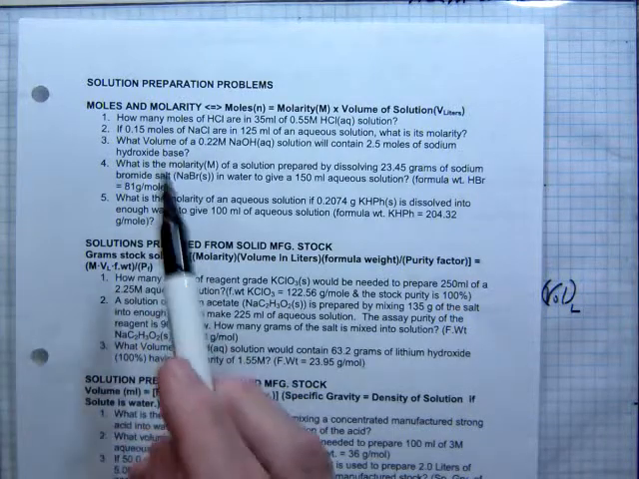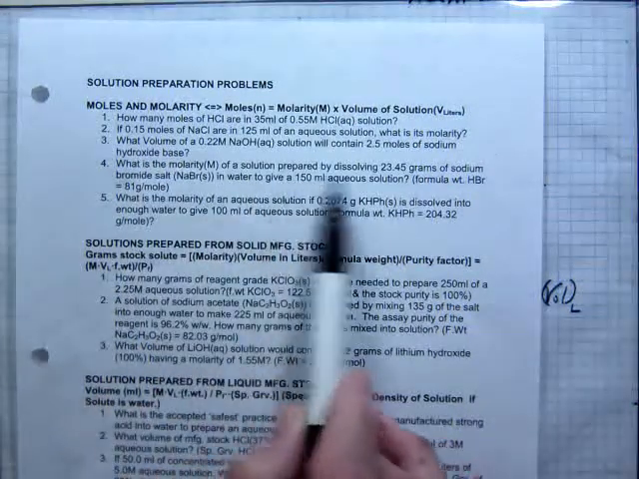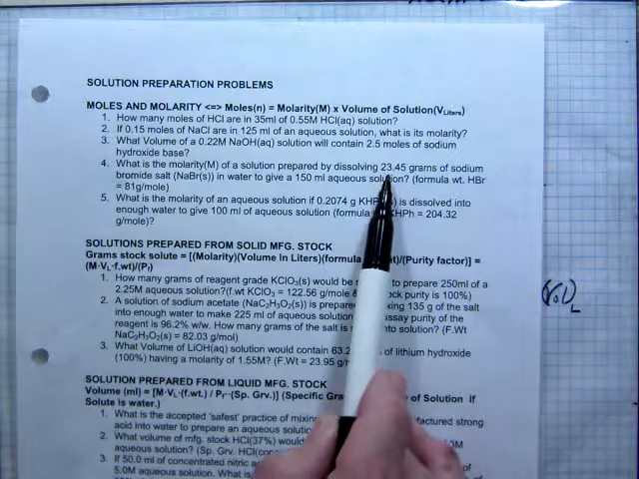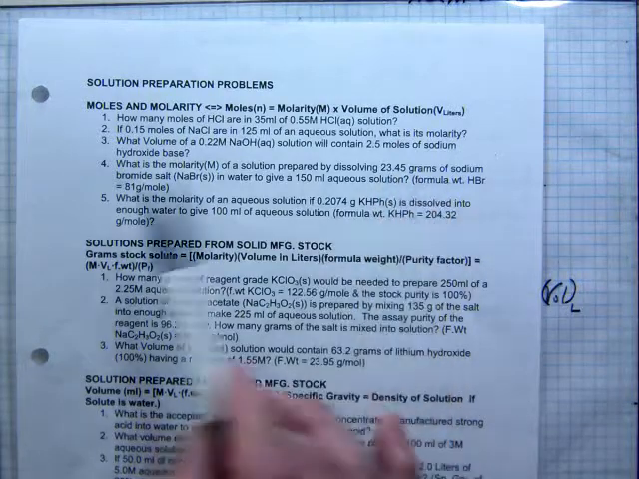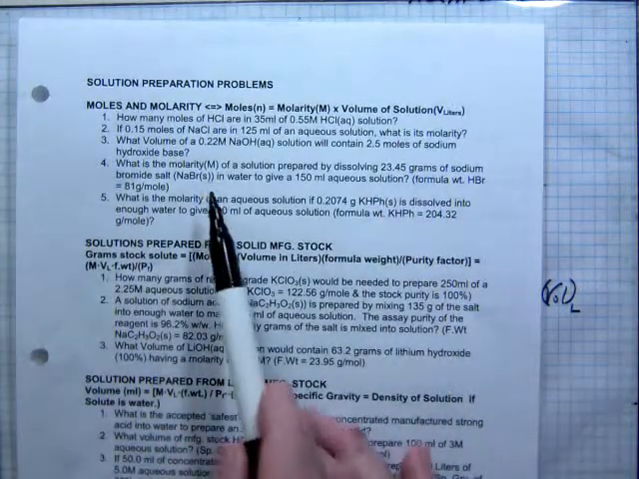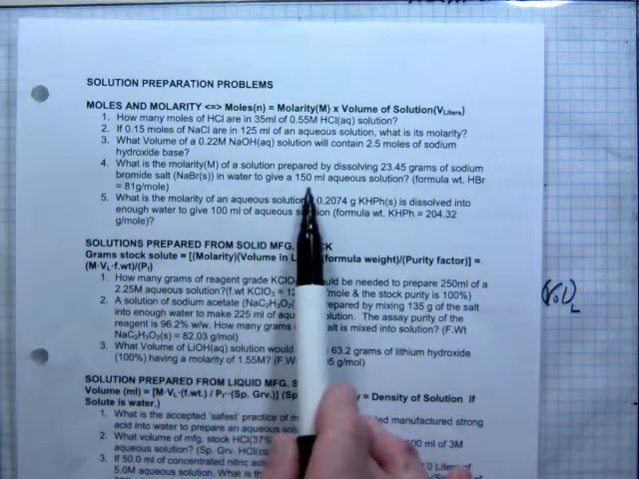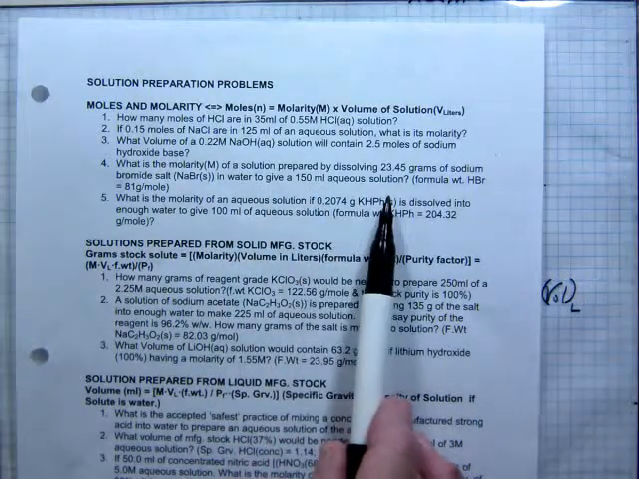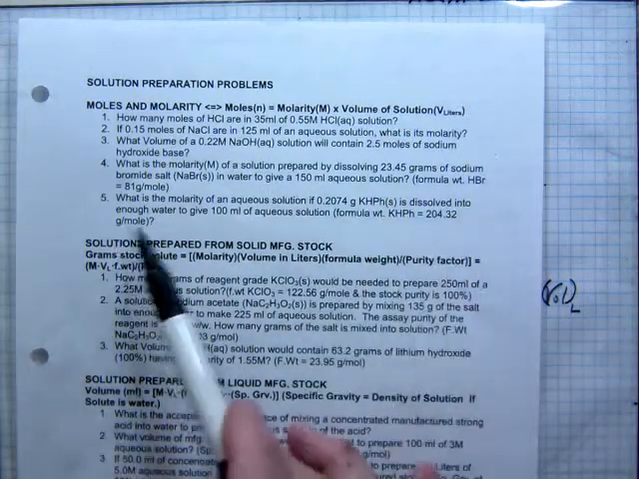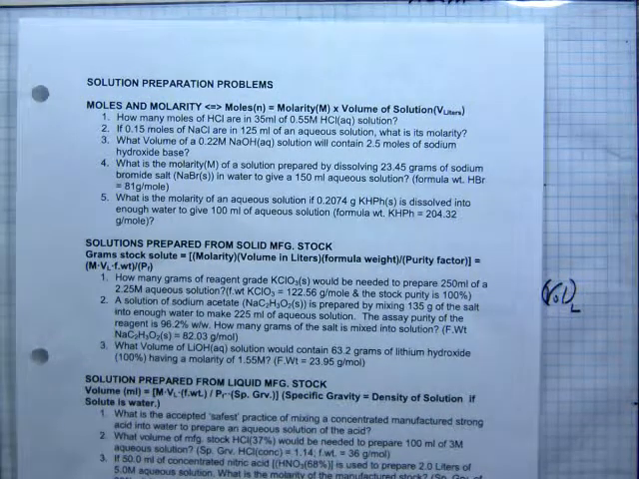And this one: what is the molarity of a solution prepared by dissolving 23.45 grams of sodium bromide salt in water to give a total of 150 milliliters of aqueous solution? And I gave you the formula weight as 81 grams per mole. So what's been said is that we need to convert our mass number into moles and then put it into the moles per liter equation.